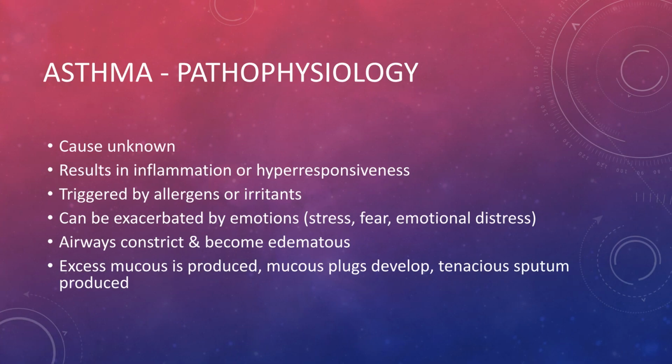The pathophysiology of asthma is complex, with an unknown cause, resulting in inflammation or hyperresponsiveness. It is triggered by allergens or irritants and can be exacerbated by emotions like stress or fear. Airways constrict, become edematous, and excess, tenacious mucus is produced.